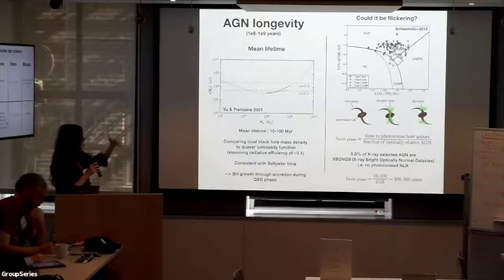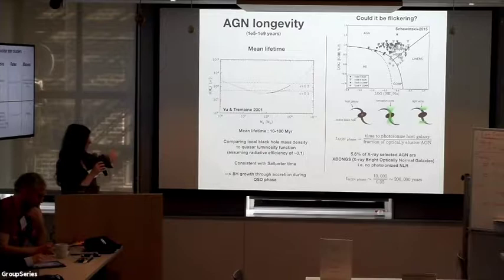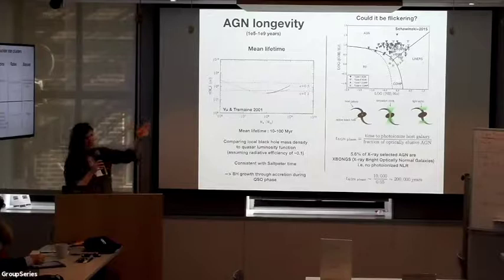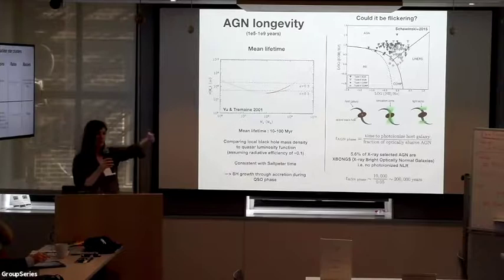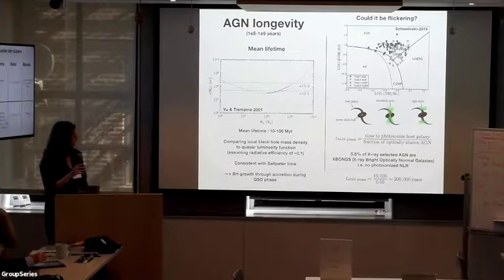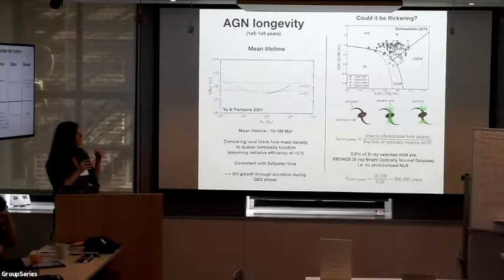So when you look at these things from a survey perspective, on average, black hole growth can be explained by accretion during the quasar phase. But the average lifetime is something like 10 to the 7 years, and do we know that it's consistent accretion during that time, or is it lots of flickering, like a fluorescent light or something like that? There was a recent paper in 2015 that looked at the BAT-selected AGN.